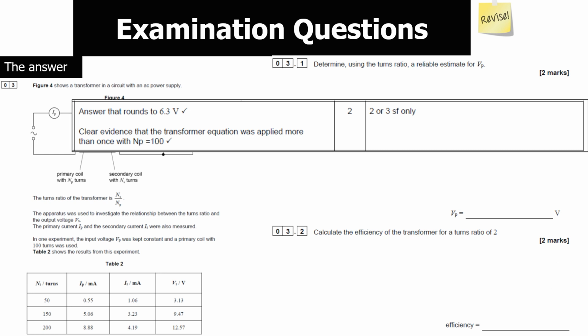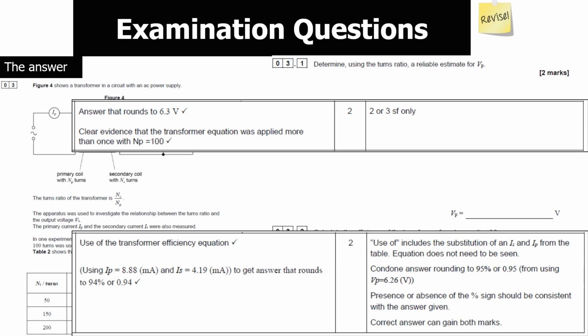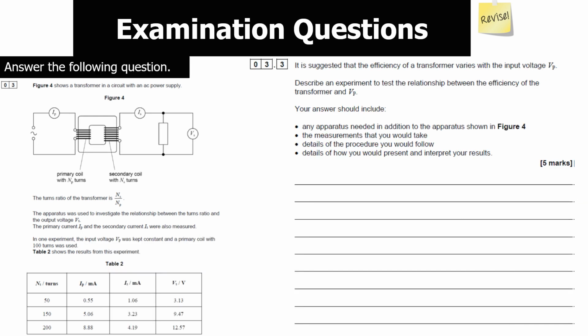So straight away, how can we work it through? Well, we can work out our values from there, and then as a result we can work out our secondary power and our primary power by working values through like so, to then get our answer of 0.94, which gives 94%. Now the next question says, it is suggested that the efficiency of a transformer varies with the input voltage Vp.